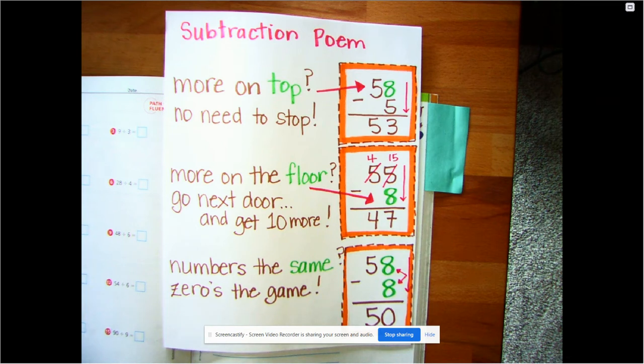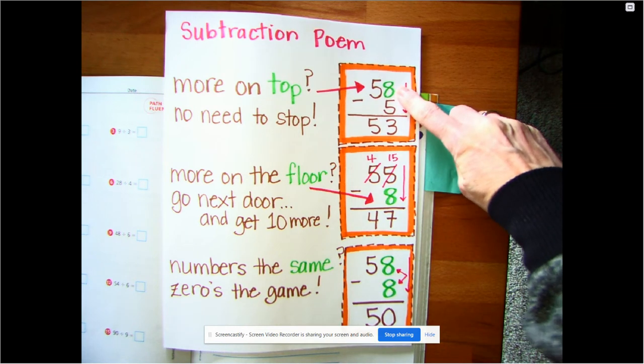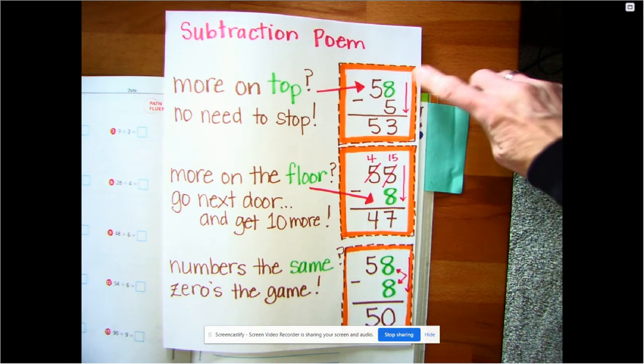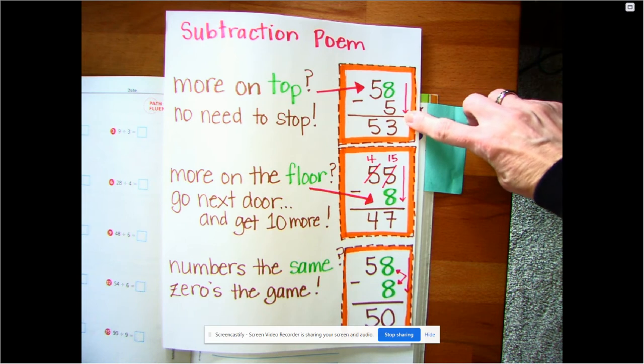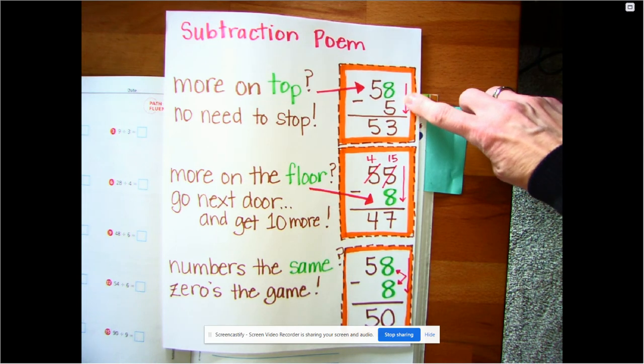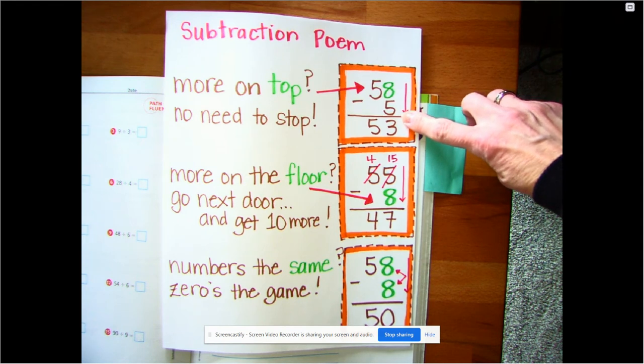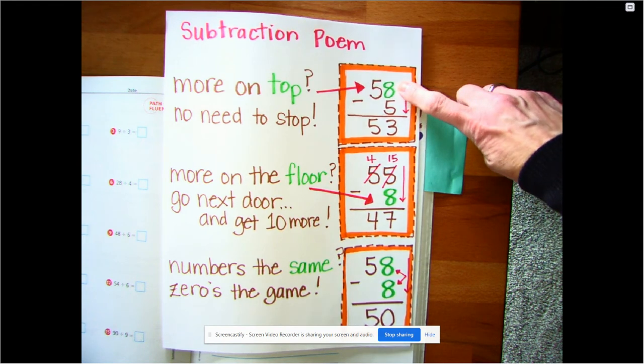So here are three different subtraction problems. Look at this one, 58 minus 5. And we subtract going down. We never do it any other direction. So get that in your mind. We start at the top and we subtract down. When you look at that top number, if there's more on the top, there's no need to stop.